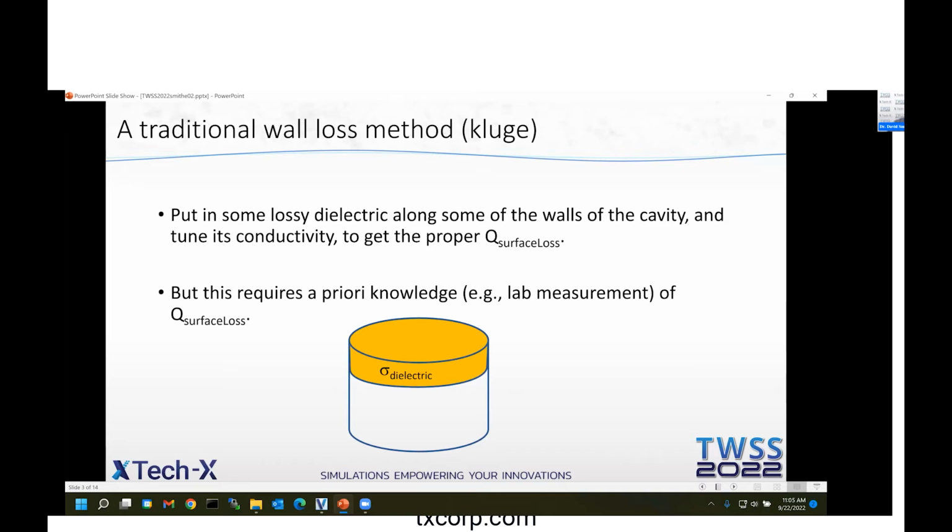And then you would tune your sigma dielectric to give you the Q that you wanted. The problem with this approach, of course, is that you have to know the Q ahead of time, and then you're tuning the material property to just artificially match it. And so it's not a first principles technique, it's just a kludge to give you the effect of surface losses.